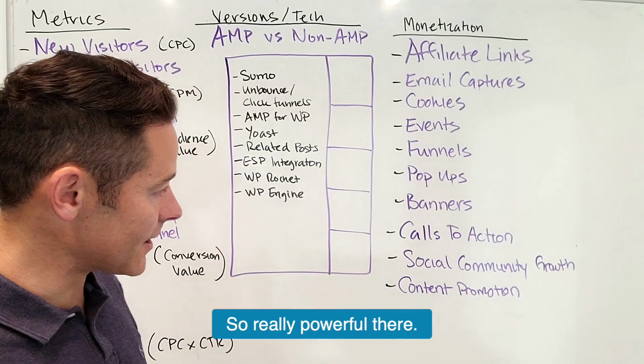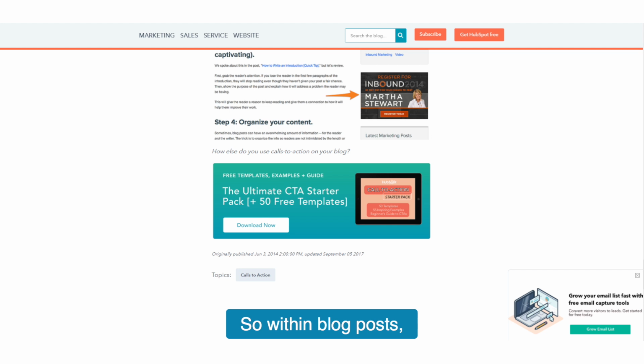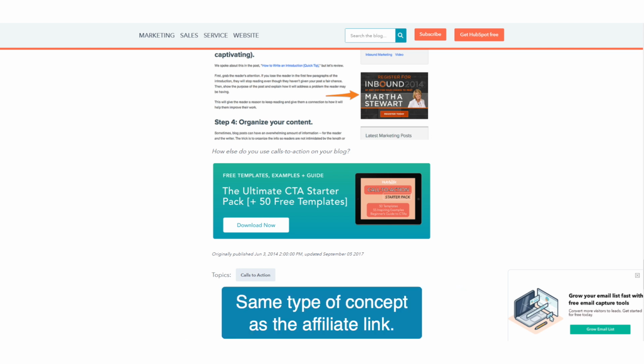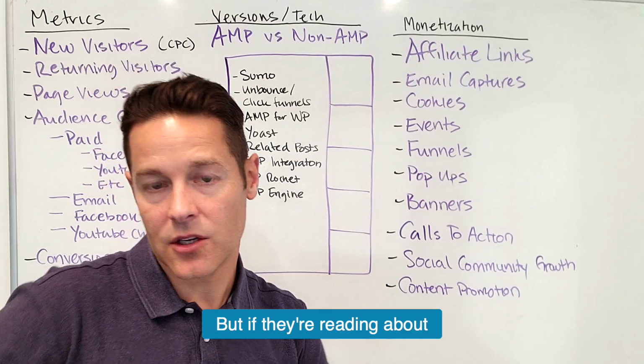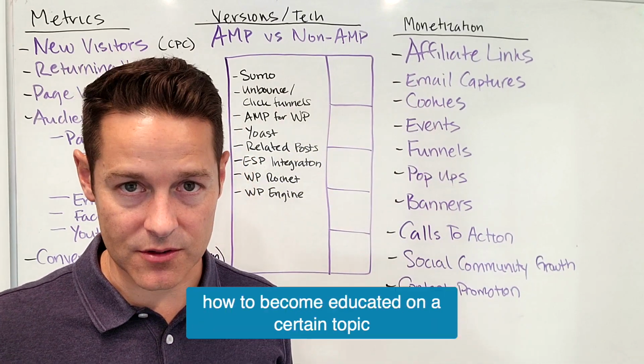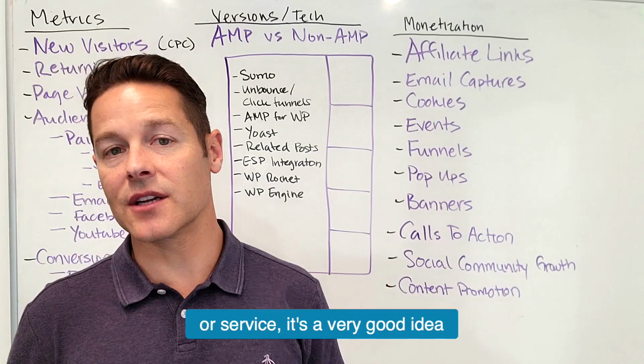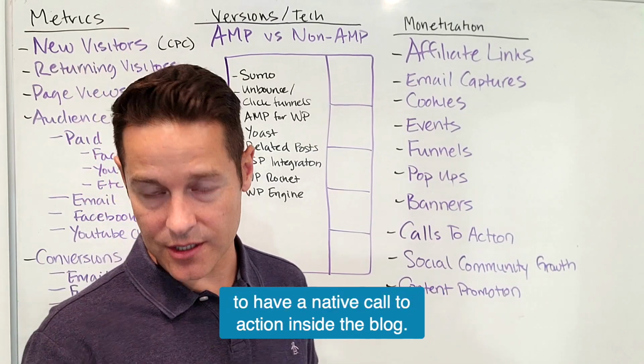So really powerful there. Calls to action, another thing. Within blog posts, you can have in-content calls to action. Same type of concept as the affiliate link, but if they're reading about how to become educated on a certain topic or how to do a certain thing, if you provide that product or service, it's a very good idea to have a native call to action inside the blog.